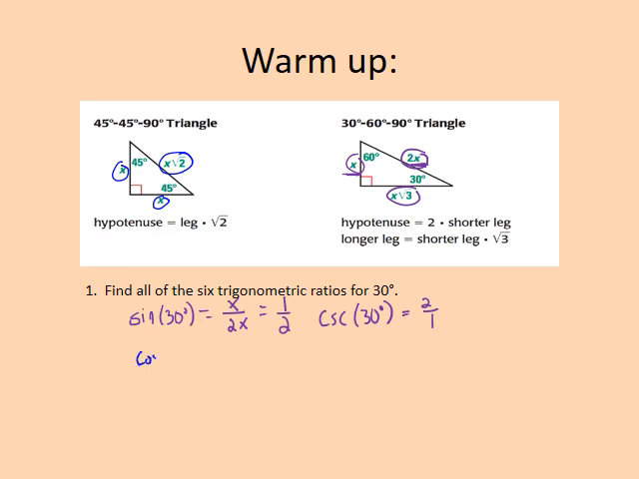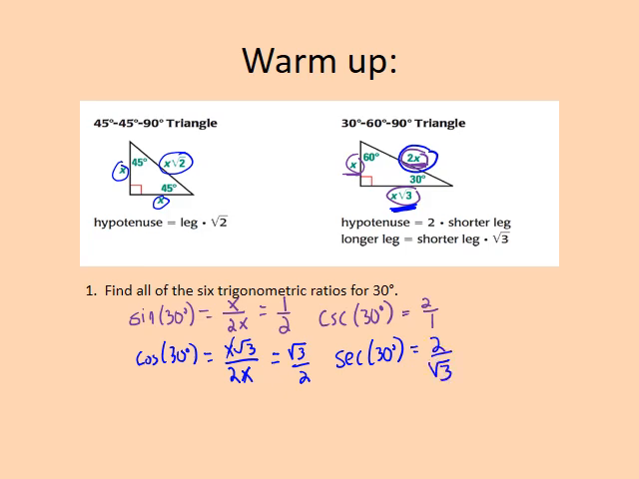Cosine of 30 degrees is adjacent, which in this case is x root 3, divided by hypotenuse, which is 2x. When we reduce, the x's cancel, and we have root 3 over 2. Secant of 30 degrees is the reciprocal of cosine, so it becomes 2 over root 3.